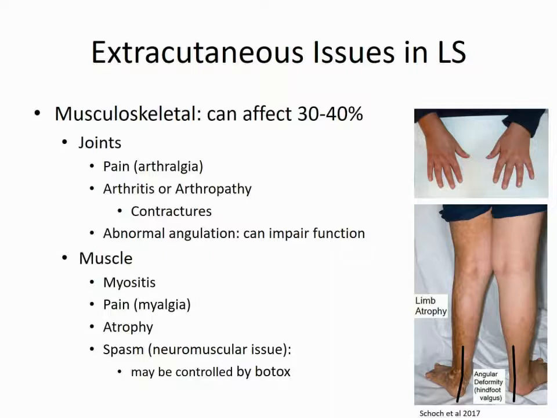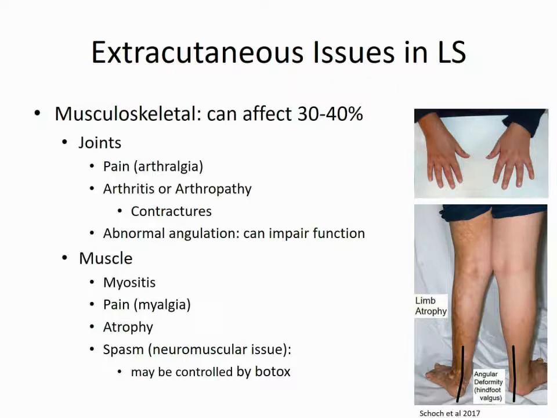So extracutaneous issues then. Musculoskeletal is the main one, affecting easily 30–40% of patients. This is going to be joints or muscle. In joints, they can have pain, arthralgia, they can have inflammation, arthritis, or they can have arthropathy, which means there's limitation, but we're not really sure if that's just from fibrosis or if there's some inflammation there too. Typically there might be some limitation in the range of motion which is fixed, which are contractures.